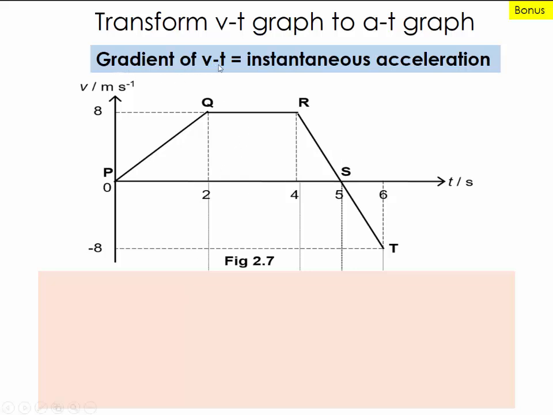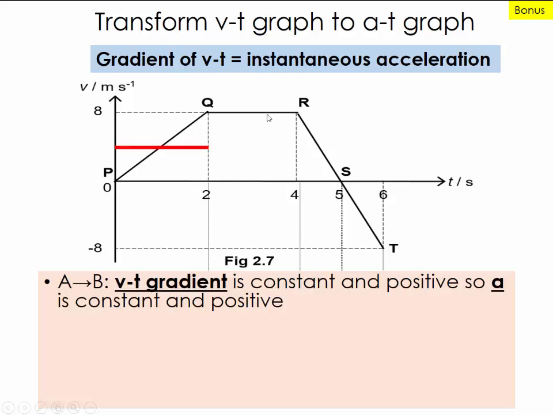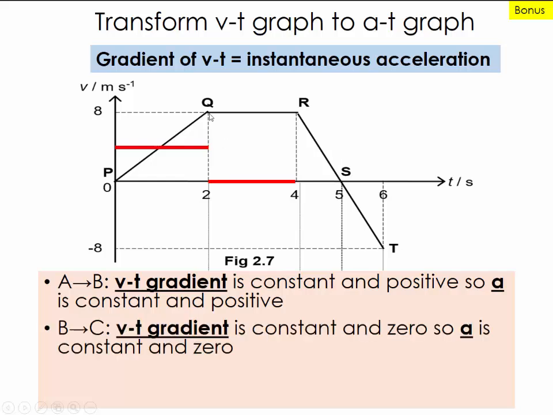Right? Remember, the gradient of VT is the instantaneous acceleration. Right? So from A to B, the gradient is constant and positive. So A should be constant and positive. For QR, the gradient is 0. So acceleration should be 0, right? And constant. So it is a straight horizontal line.